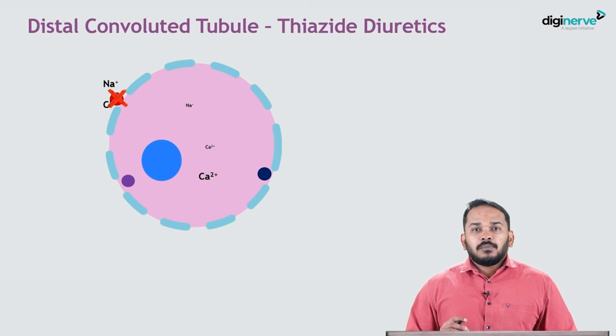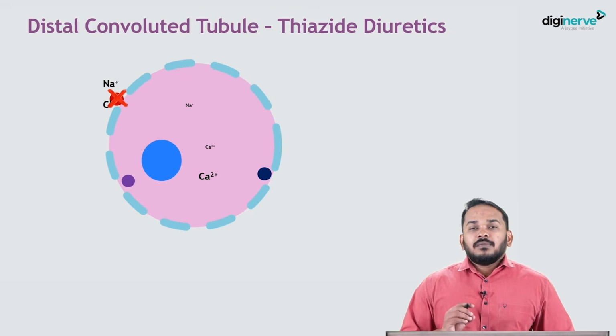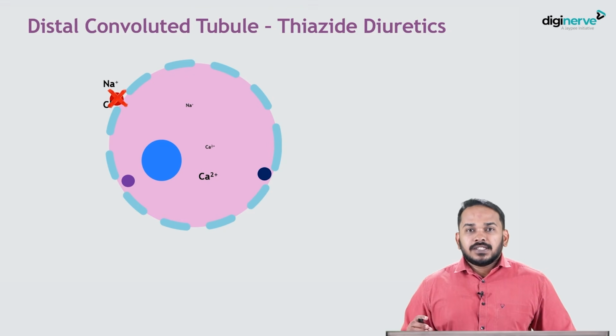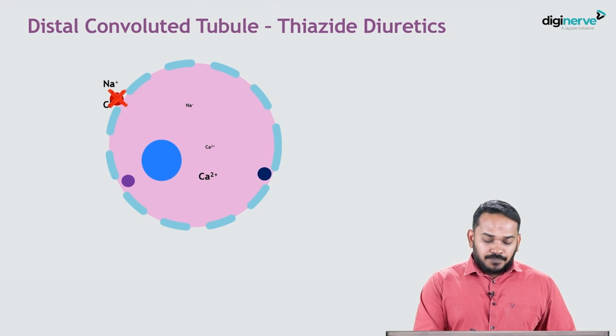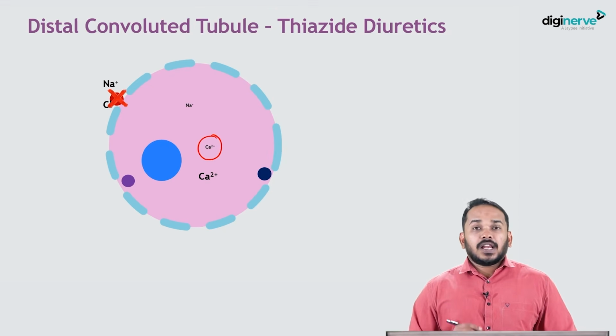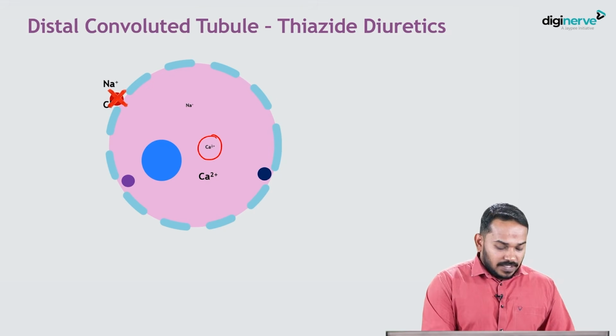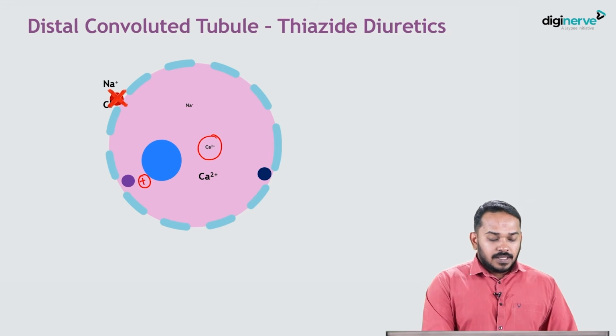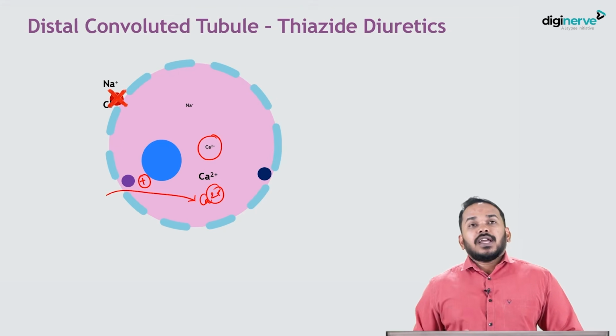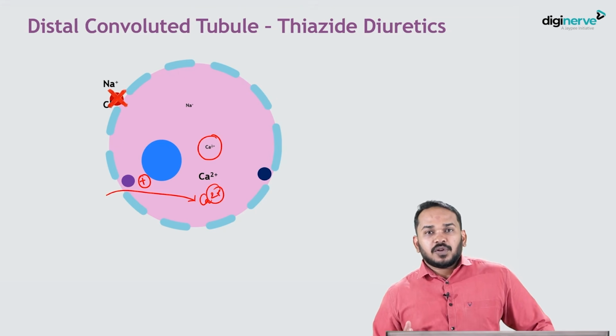That will result in pumping of sodium into the cells in exchange for calcium. So the calcium will be pumped into the interstitium in exchange for sodium, and this will result in reduction in levels of intracellular calcium, and that will result in activation of these channels, and that will result in reabsorption of calcium. So thiazide diuretics will reduce the reabsorption of sodium and chloride, and it will increase the reabsorption of calcium.